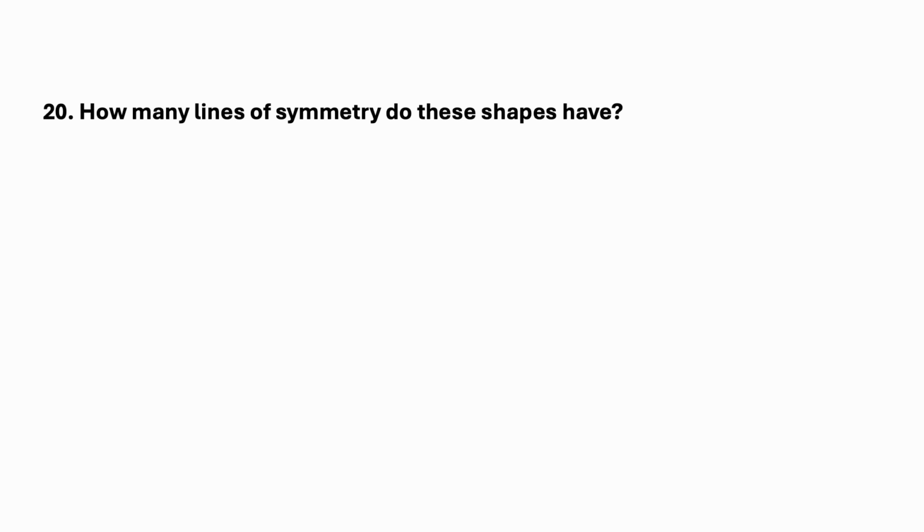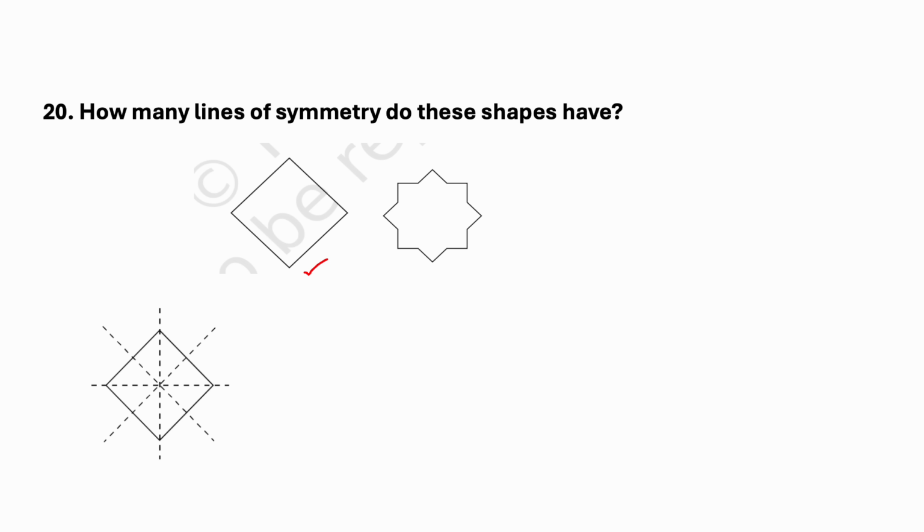How many lines of symmetry do these shapes have? See, here 2 shapes are given. We have to find the number of lines of symmetry. See the first figure. We can draw lines of symmetry like this. How many lines of symmetry are there? See, here 1. Then this is 2. This is 3. This is 4. So we have 4 lines of symmetry.